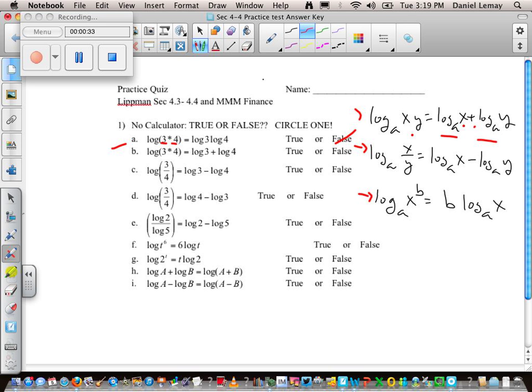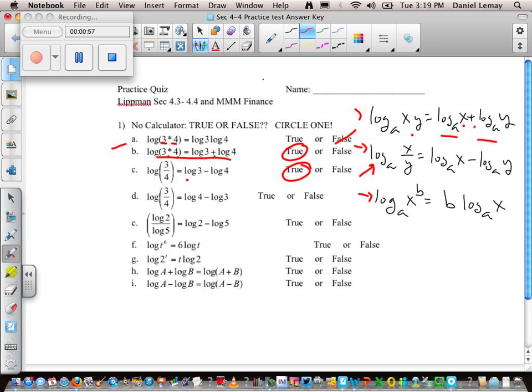Now if we look at B, this is the right form. I'm multiplying the two variables or numbers in the argument, and I'm adding the two logarithms. So that's true. For this one, I'm going to look at the division property, which says if I'm taking the log of a fraction, I can subtract the log of the top and the log of the bottom. That's what's happening there, so that's true.